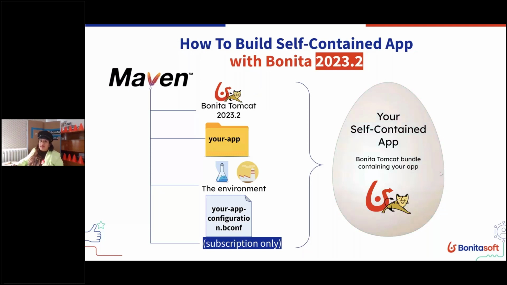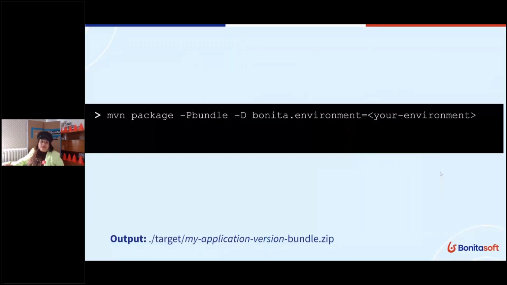And the same way with Bonita Tomcat, so it's very similar, the same parameters with Maven, and it will create this time a Bonita Tomcat bundle containing your app. So what does this look like? Well, it's like this: Maven package -p bundle if you want to create a Tomcat bundle, and -d for giving the parameter of bonita.environment, and your environment, for example, equals production.